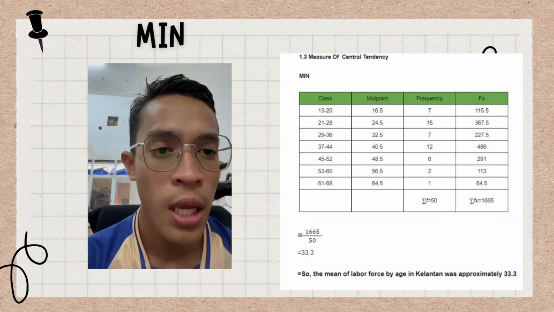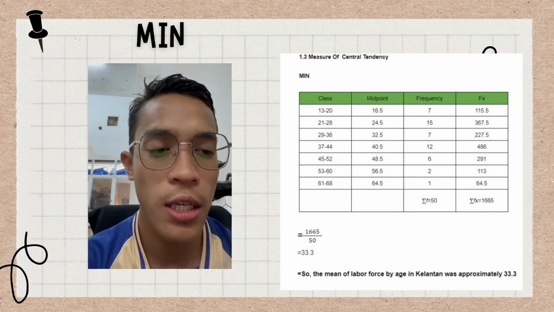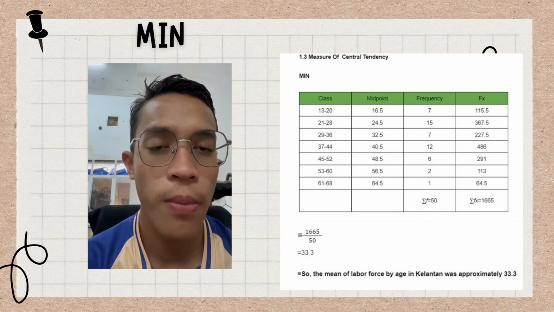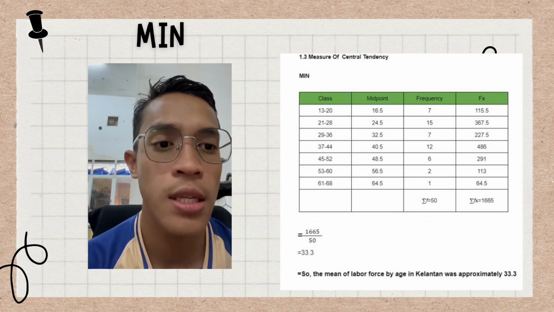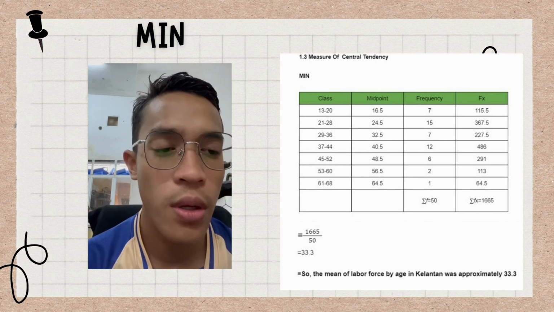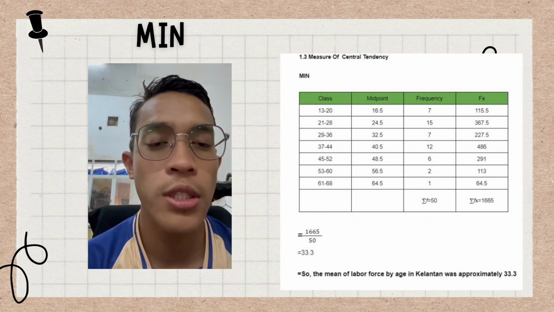I will explain about the title measure of central tendency related to mean. In the table, the first row shows the class, then the midpoint, the frequency, and also the fx. To find out the average amount of labor, we divide the sum of fx by the sum of frequency, and the answer is 33.3.